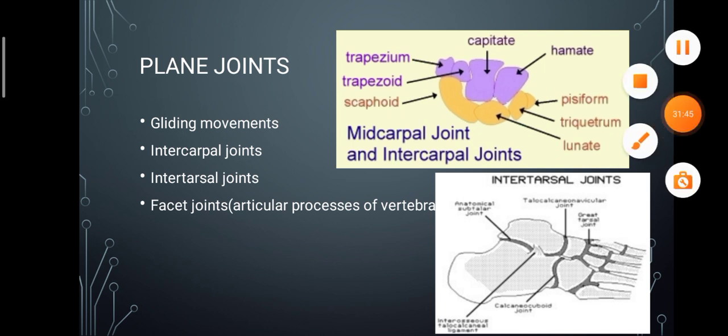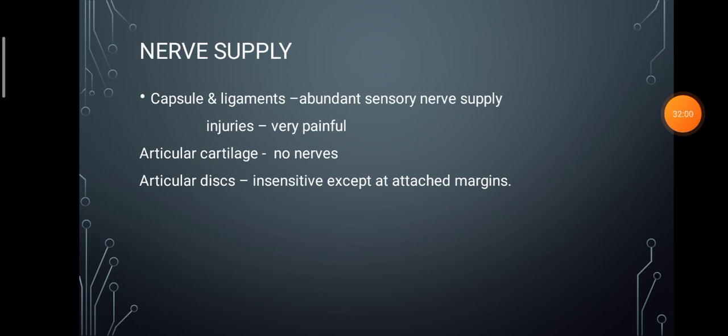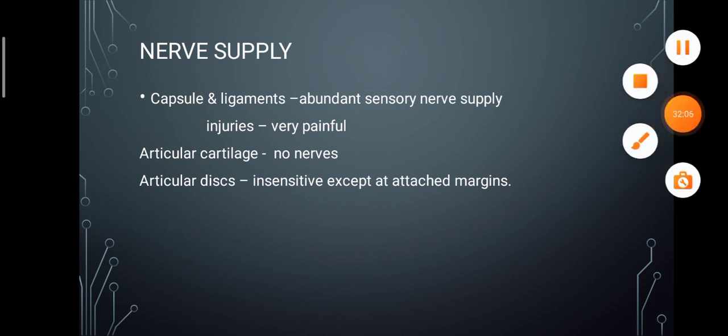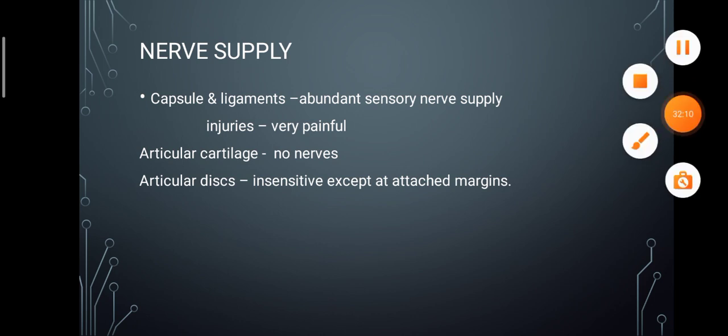In the case of the plane joint, you have got examples like the intercarpal joint, intertarsal joint, and joints which are formed between the articular processes of vertebrae. Regarding the nerve supply of joints, the capsule and ligaments have abundant sensory nerve supply. So injuries related to capsule and ligaments are very painful.